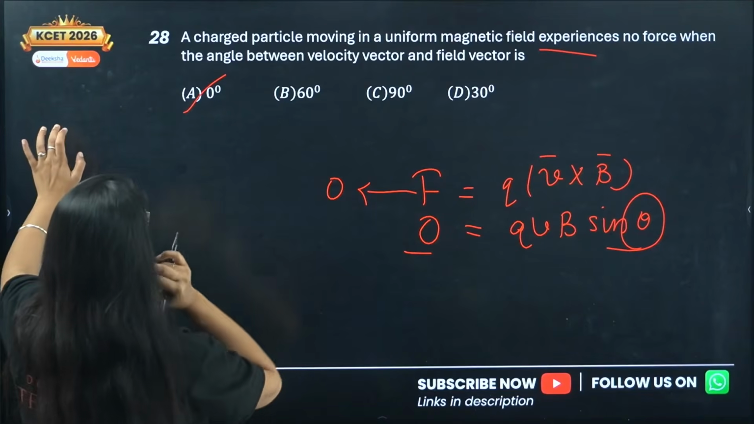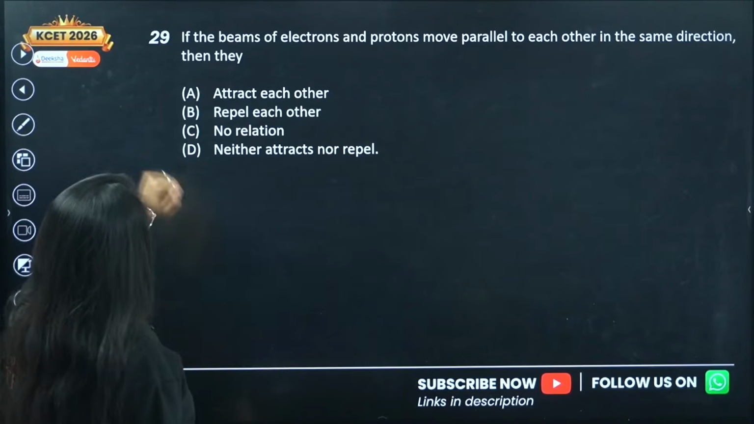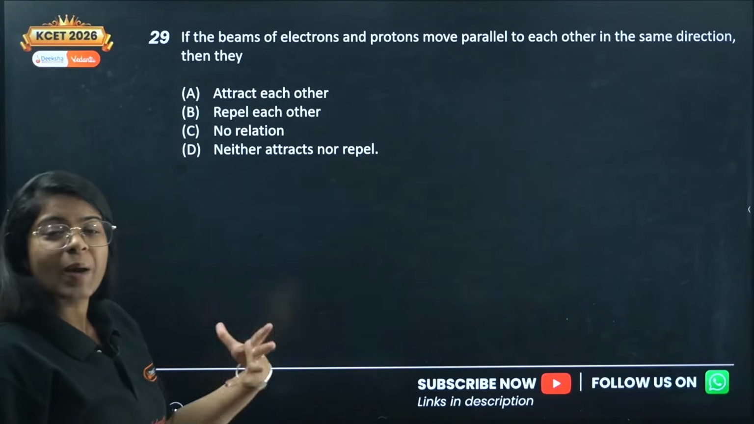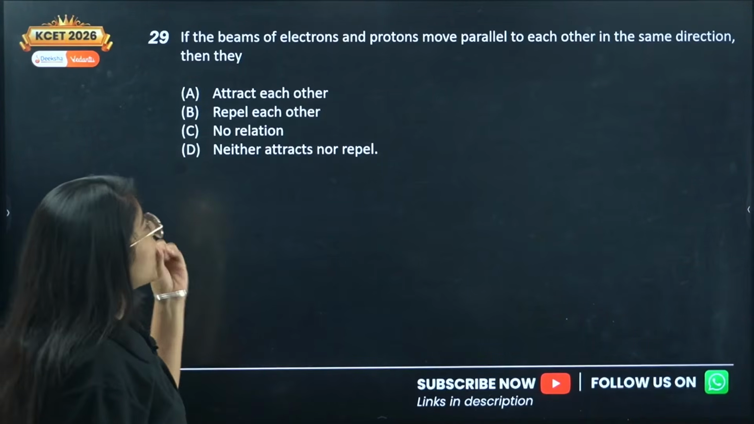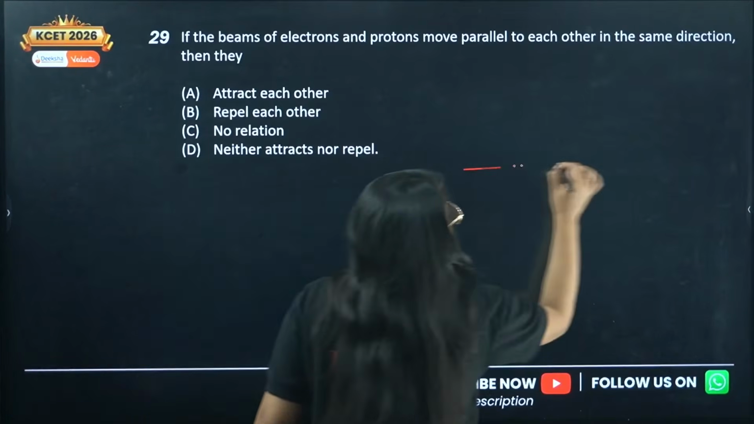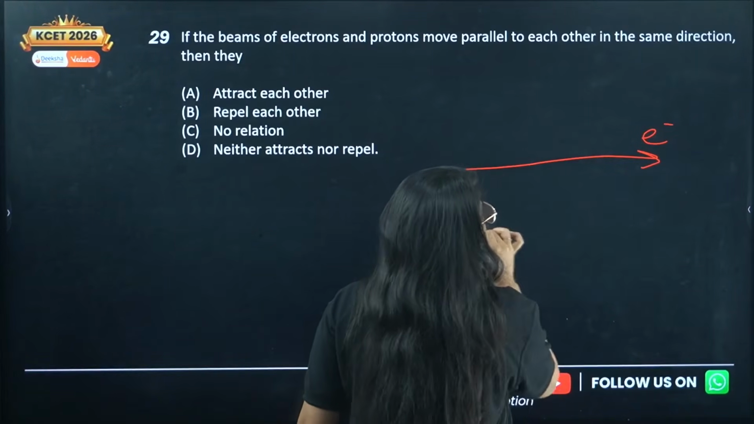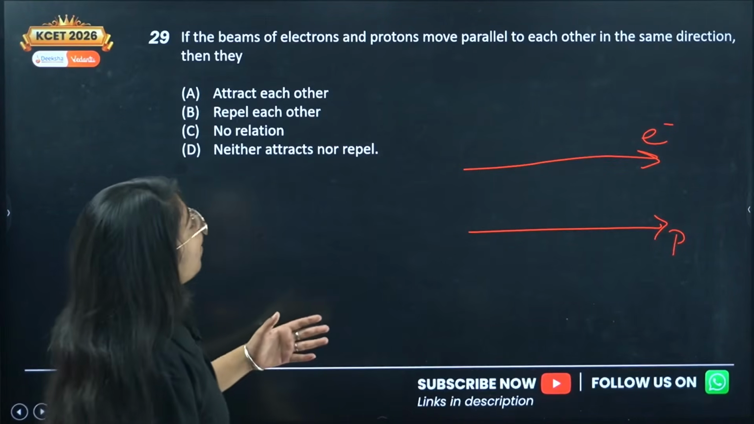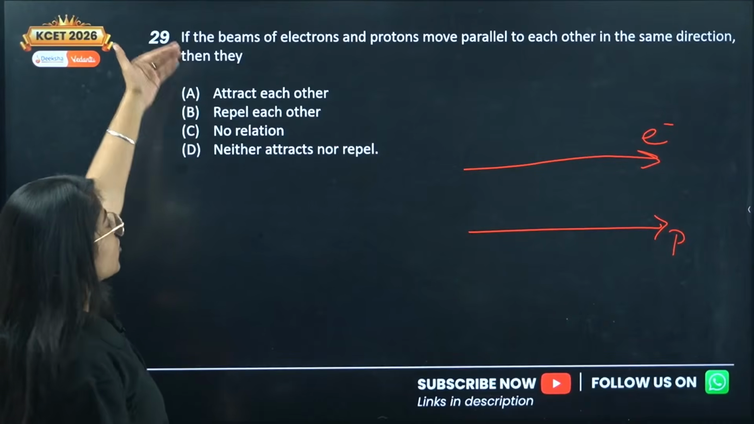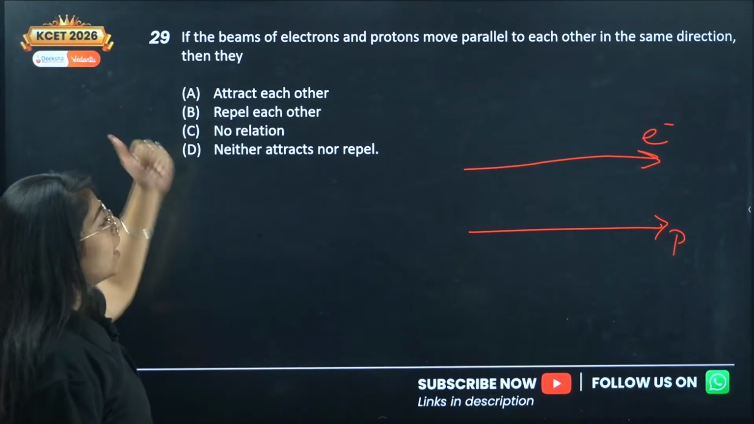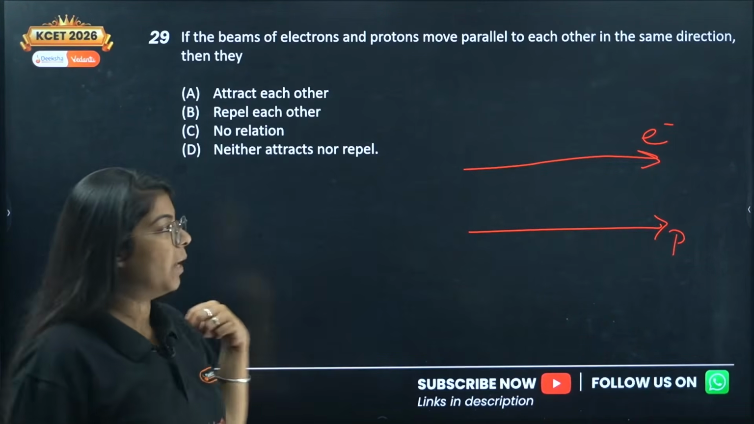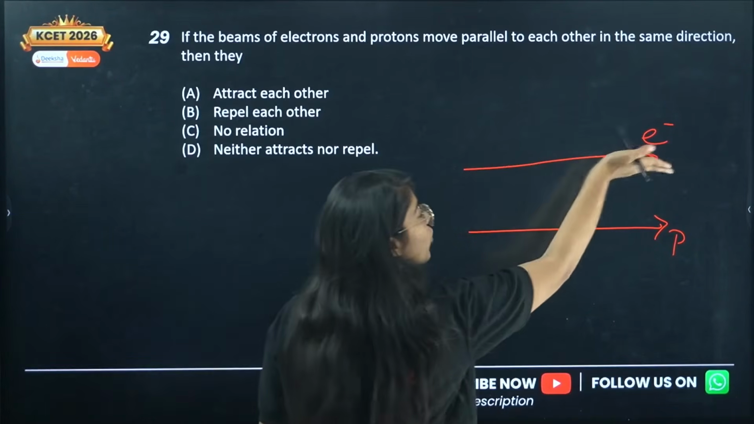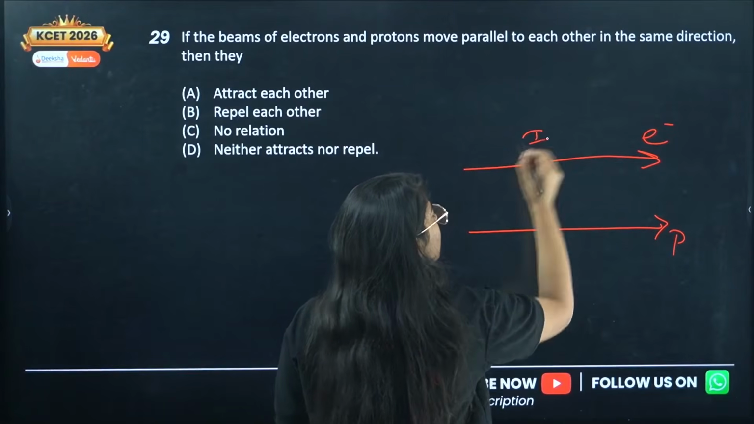Okay. Next, the 29th question says, if the beams of electrons and protons move parallel to each other in the same direction, then they either attract each other, repel each other, have no relation, or neither attract nor repel. Now, first tell me one thing: if the electron is going in this way, then the current is going in the opposite direction.